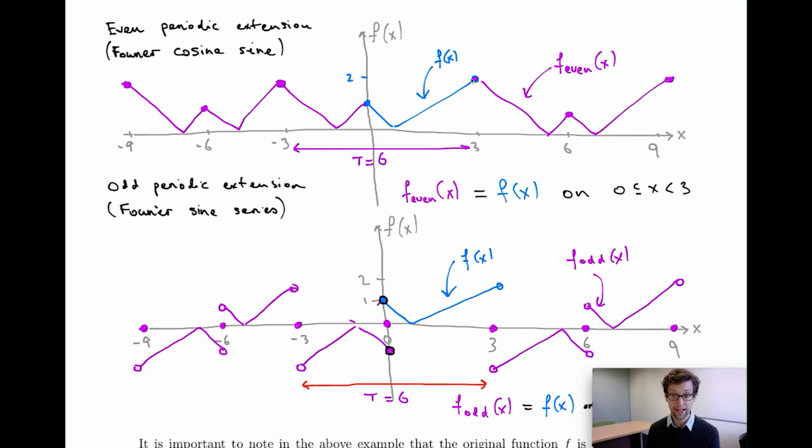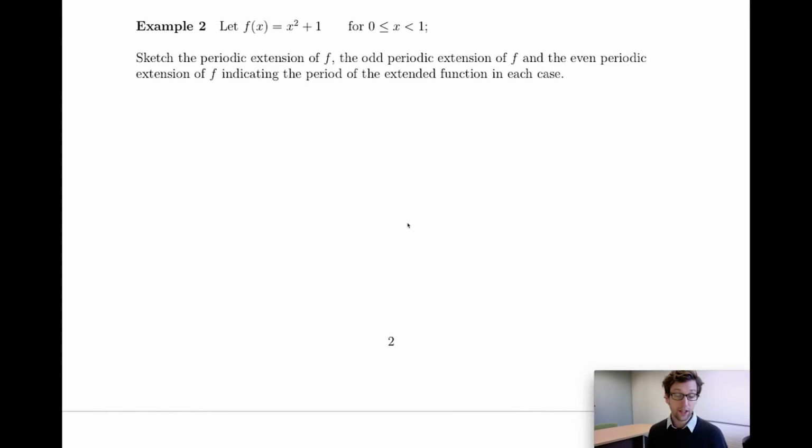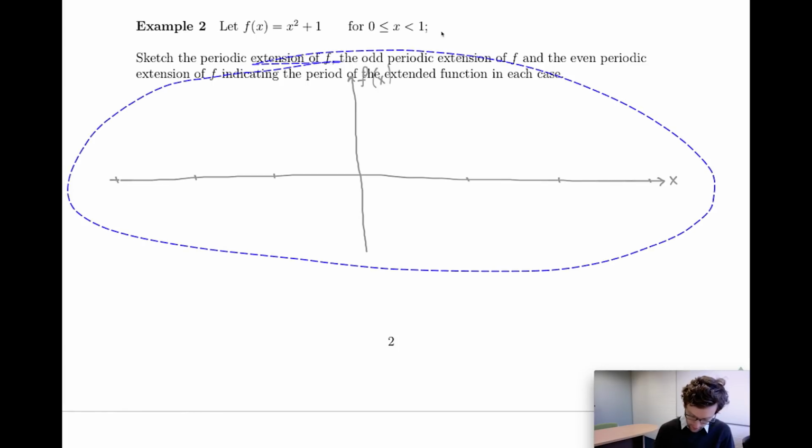Now this allows us to define the Fourier series for functions over finite intervals. Let's take a look at another example. Again, we're going to look at the periodic extension, the odd periodic extension, and the even periodic extension of a function f of x defined between 0 and 1. So let's start off with the periodic extension.